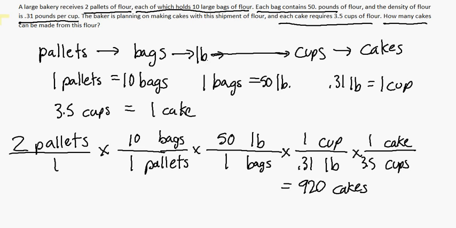so we will show that as we go through here. Pallets cancel with pallets, bags cancel with bags, pounds cancel with pounds, and finally cups cancel with cups, leaving us with only the cake as the remaining unit. And so we end up with an amount of cakes, 920 cakes.